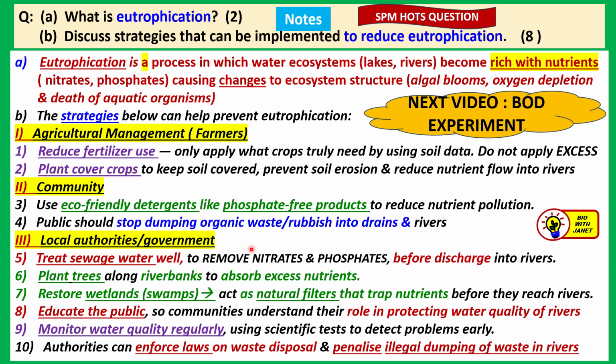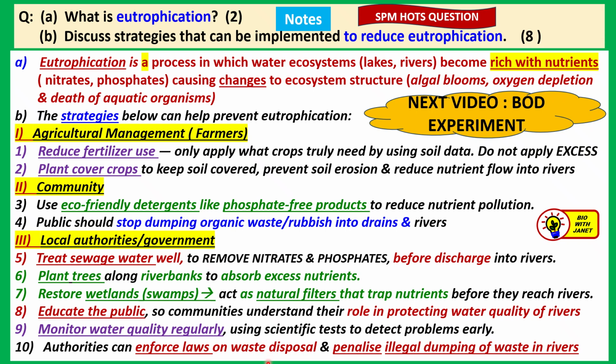Next, the local government authorities or the municipal councils. They can treat sewage with more advanced methods to remove nitrates and phosphates before discharging the sewage water into the rivers. Secondly, plant trees along riverbanks to absorb the excess nutrients, that is the nitrates and phosphates. Thirdly, restore wetlands or swamps, which act as natural filters that trap these nutrients before they even reach the rivers. Fourthly, educate the public so communities understand their role in protecting the water quality of the rivers. Fifthly, monitor water quality regularly by using scientific tests to detect any problems early.